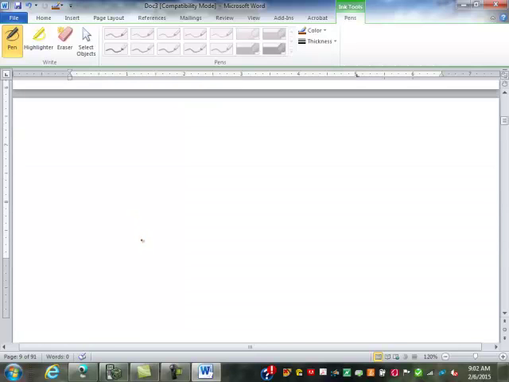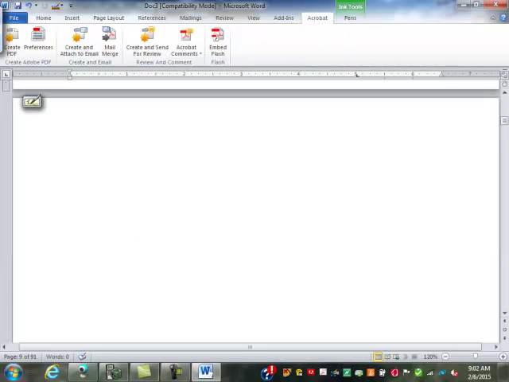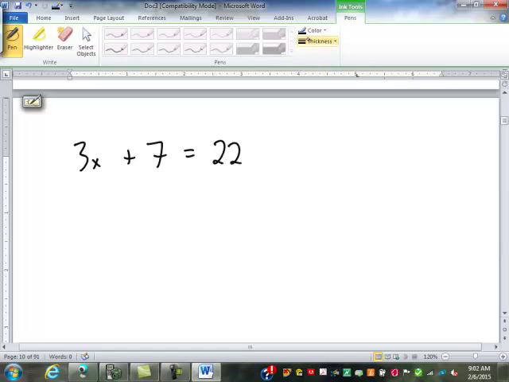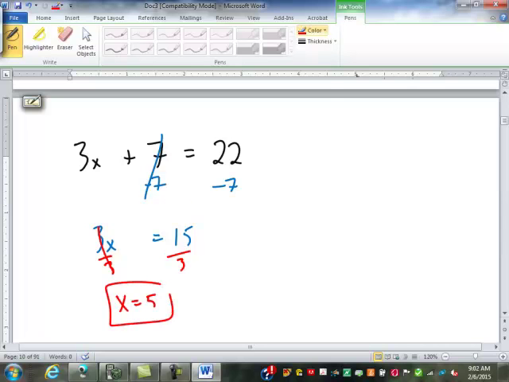Sometimes we'll run into equations that don't have numbers in them. You know, we've solved an equation like this, where we simply subtracted the 7, get 3x equals 15. And then we divided by 3. X equals 5. What if it looked like this, however?